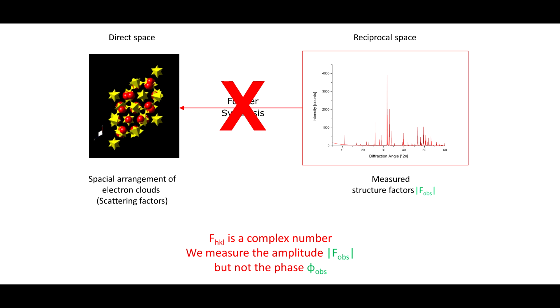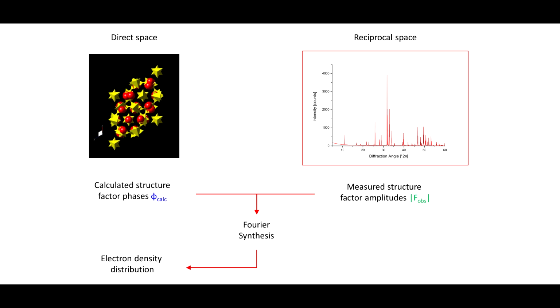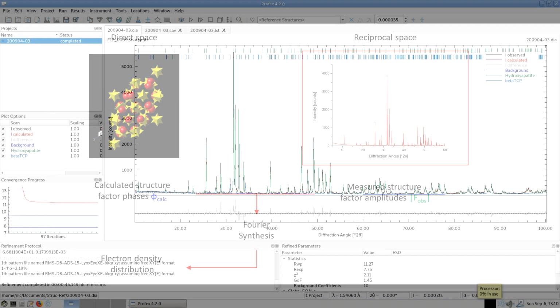But once we have a reasonably good idea of the structure topology, it is possible to reconstruct the atomic positions from the diffraction data using a Fourier synthesis, which is the inverse of a Fourier transformation. What we actually reconstruct is the electron density distribution within the unit cell, because the X-rays are scattered at the electron shells of the atoms. Let me show you how to create and visualize such electron density maps in Profex.